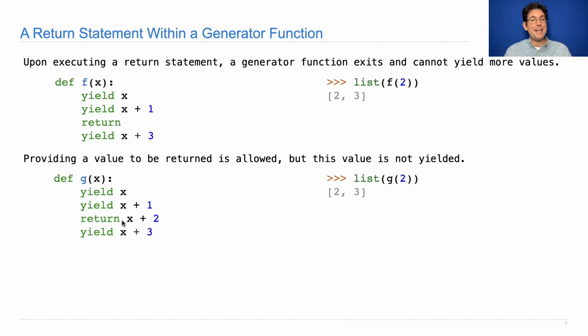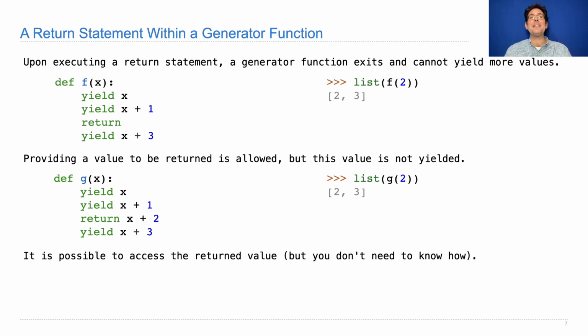Why should it be the case that this returns anything at all if that value is just getting lost? Well, it turns out it is possible to access that returned value, though I've never seen this used in practice, and you do not need to know how to do it. But I'm sure somebody will ask, how do you do it? So I'll show you, and then we will never speak of this again.